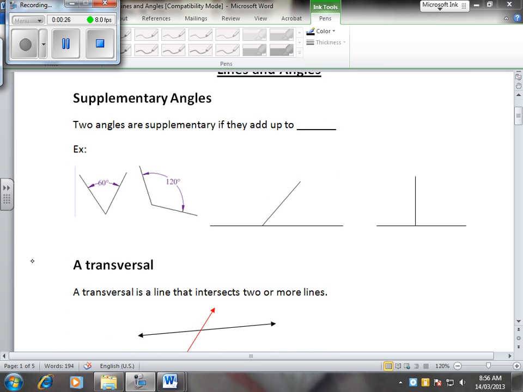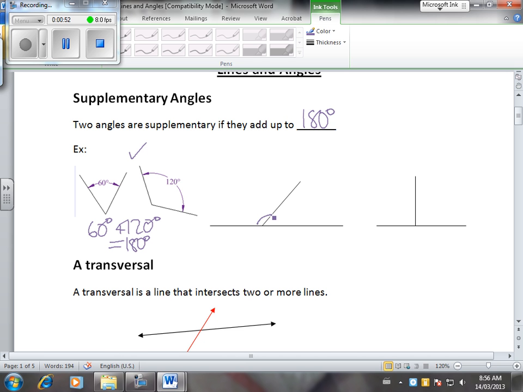So first, our first word would be supplementary angles. Two angles are considered supplementary if they add up to 180 degrees. Okay, so if we look at the first example, we have 60 and 120, and 60 degrees plus 120 degrees equals 180 degrees. So yes, those two angles are supplementary.